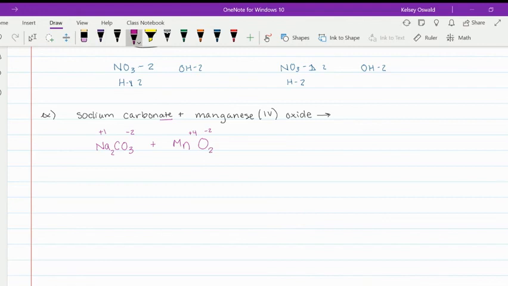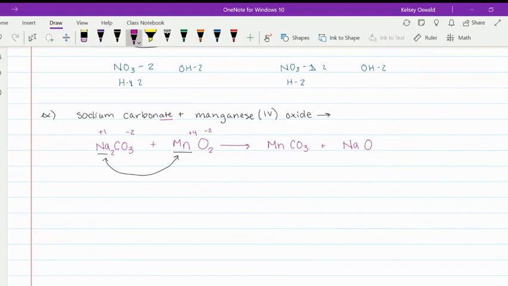Okay. So again, we know this is double replacement because we have 2 compounds as our reactants. Okay, so now that we know our type of reaction, we can go ahead and predict our product. We know our 2 positive ions are going to flip-flop with one another. So if we look at our first compound, our positive ion was sodium. Looking at our second compound, our positive ion was manganese. That means our sodium and our manganese are going to switch places. So now we have manganese bonded to our carbonate and sodium bonded to that oxygen.